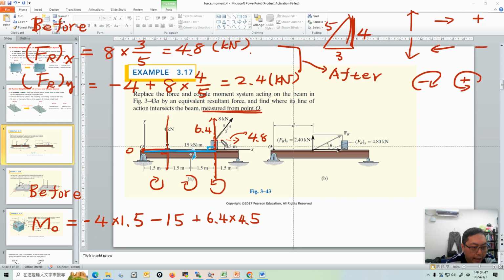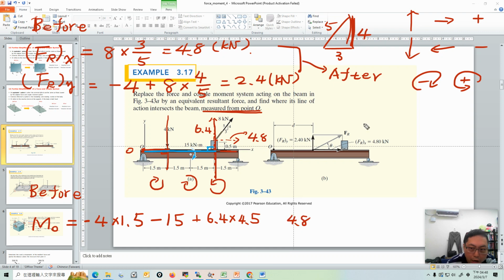Okay, and the 4.8 kilonewton force also generates a moment. Be careful, because it gives you the information that this force is 0.5 meter higher than the reference plane. So this force will also cause a moment, and its force magnitude is 4.8.